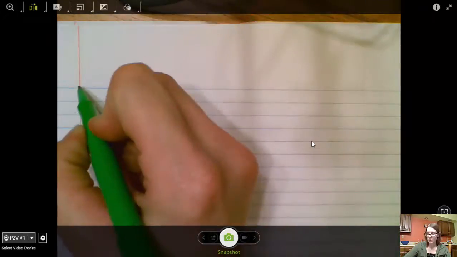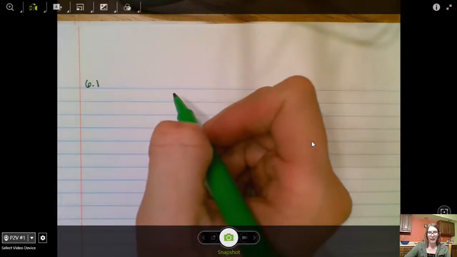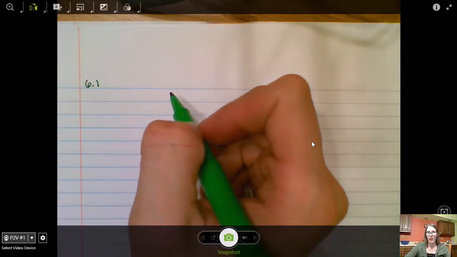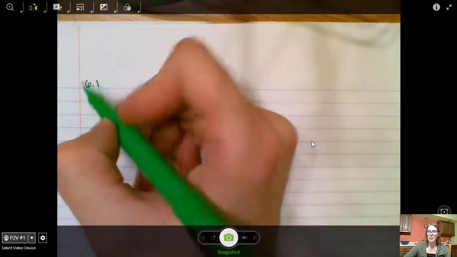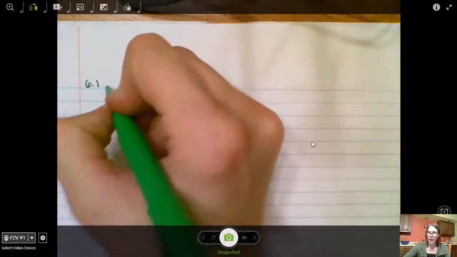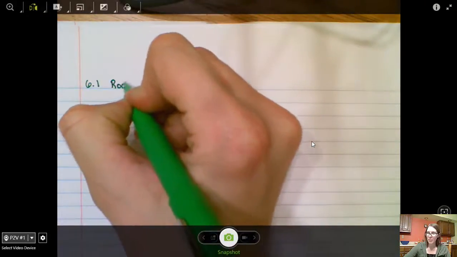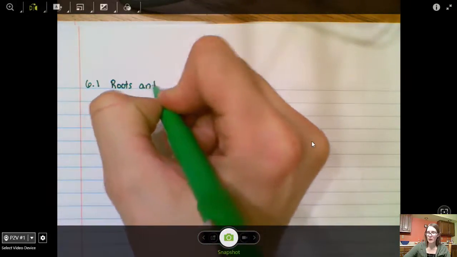Today we're going to start moving away from chapter 5, which was our polynomial chapter, and we're moving into chapter 6, which is all about radical functions and different things about radical expressions and square roots, cube roots, and rational exponents. So there's a lot of different things going on in chapter 6. But chapter 6, section 1, is roots and radical expressions.